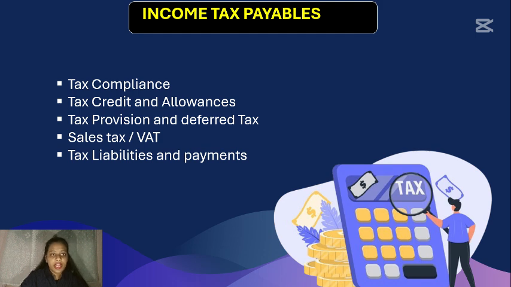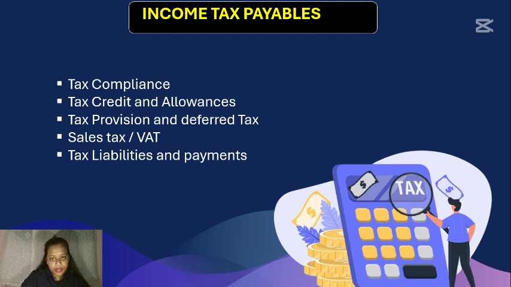As the third point, we have the tax provision and deferred tax. The company reported the current income tax expense for the year ended 31st March 2023 as 3.5 million. The company recognized a deferred tax asset for the unused tax losses when it is likely that future profit will be sufficient to utilize these losses.